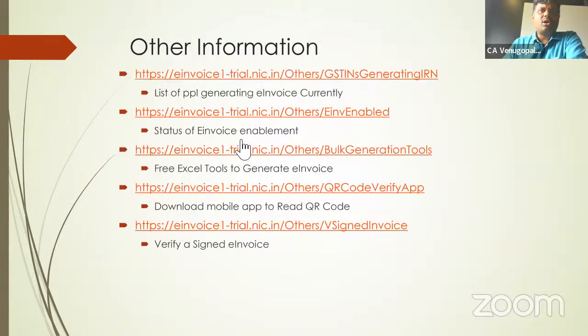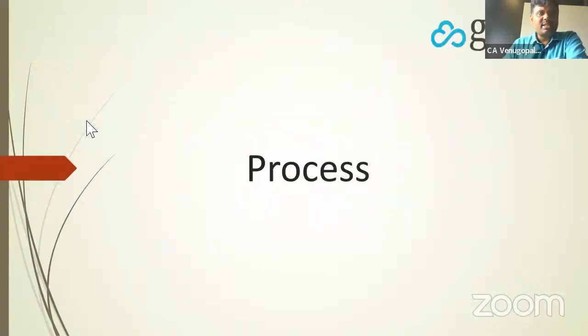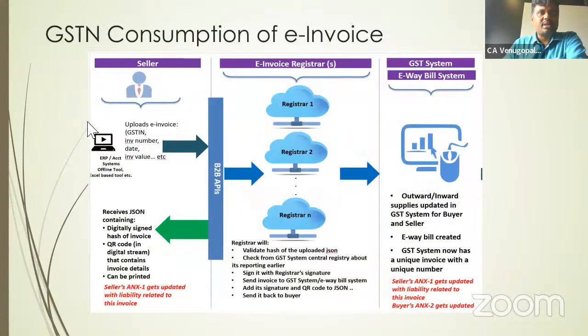They have also given a lot of utilities. You go to the e-invoice portal: who are the people generating e-invoices, whether e-invoice is enabled for you or not, all those tools have already been given on the portal. Let's understand the process of generating an e-invoice. The way the system works is, you as a seller upload to the registrar, which is the NIC IRP portal, and it does a validation, generates an e-invoice and sends you back digital information.